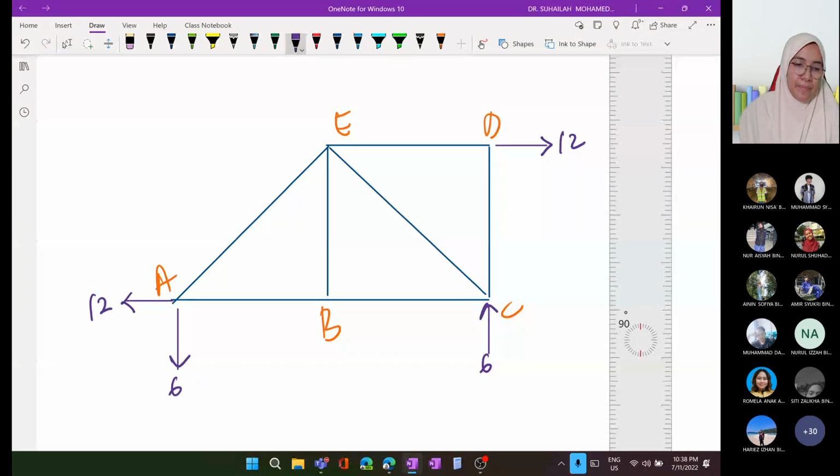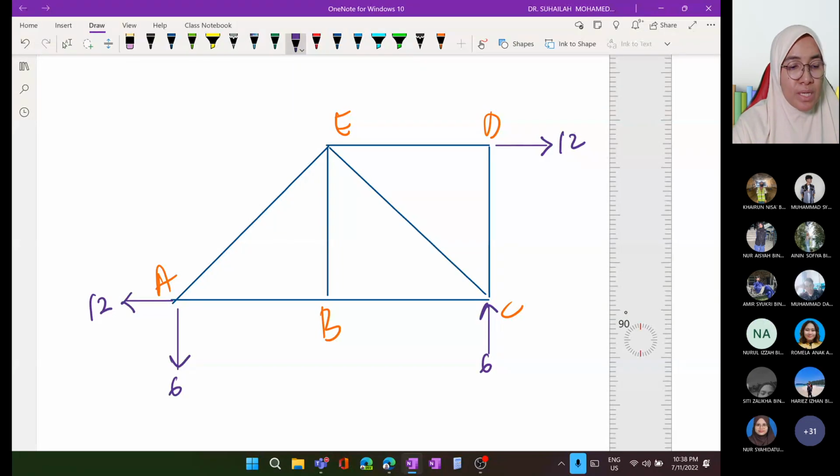Now we will calculate using easy method. It is actually method of joint but we do it virtually. Because easy method ni tak ada dalam buku teks lah. It is actually virtual, it is actually joint method but we do it virtually. The aim is to analyze member forces. Memang you have to do regular exercise to understand what we are going to do.